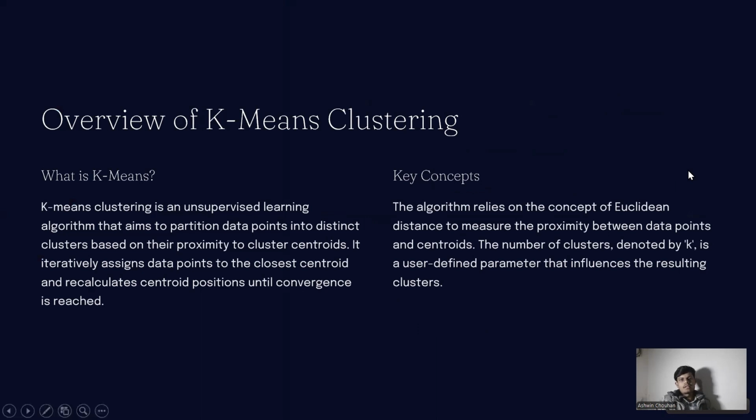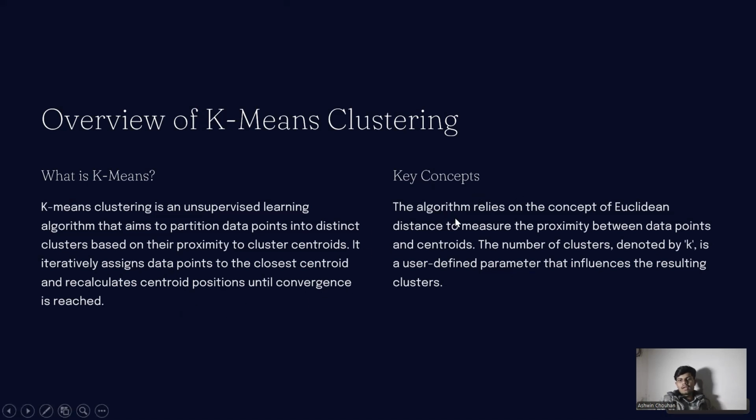Overview of k-means clustering. What is k-means? K-means clustering is an unsupervised learning algorithm that aims to partition data points into distinct clusters based on their proximity to cluster centroids. It iteratively assigns data points to the closest centroid and recalculates centroid positions until convergence is reached.